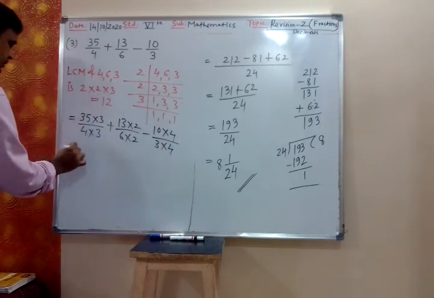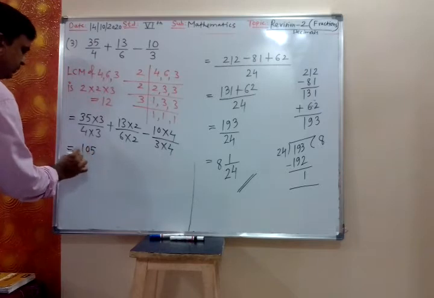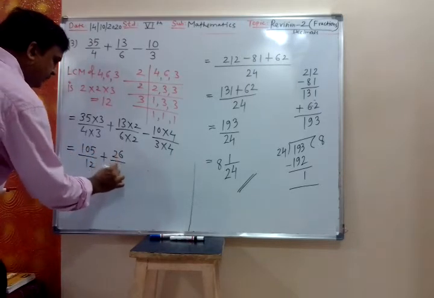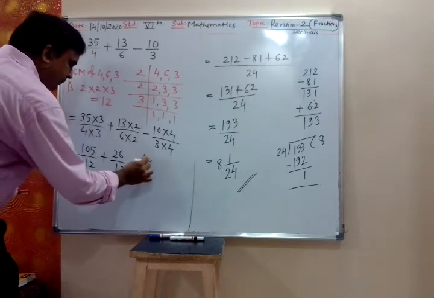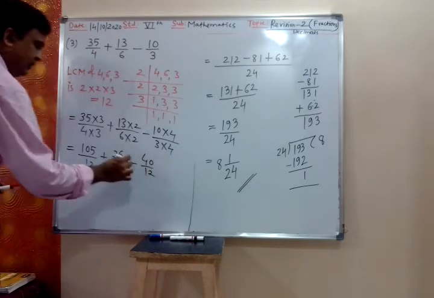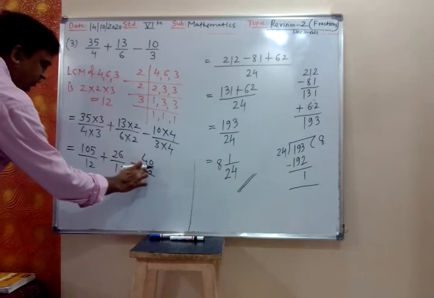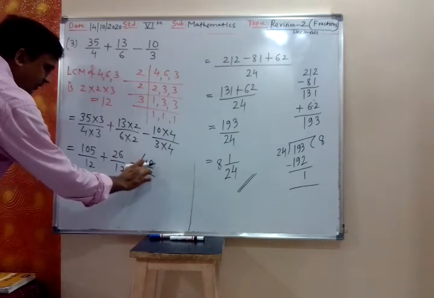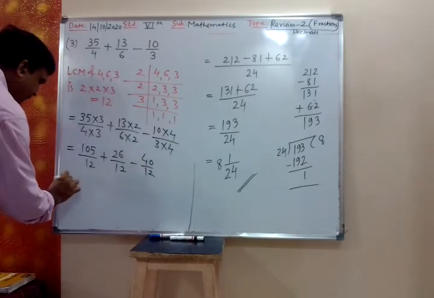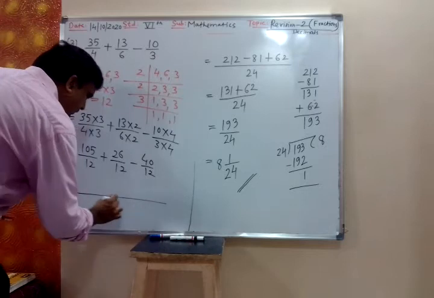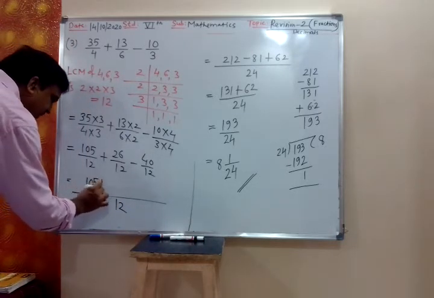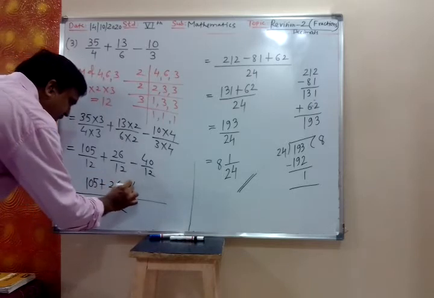So 35 into 3 is 105 upon 12, plus 26 upon 12, minus 40 upon 12. Now the denominator is 12, 12, 12, so I will take the common denominator 12. Now we simplify 105 plus 26 minus 40.